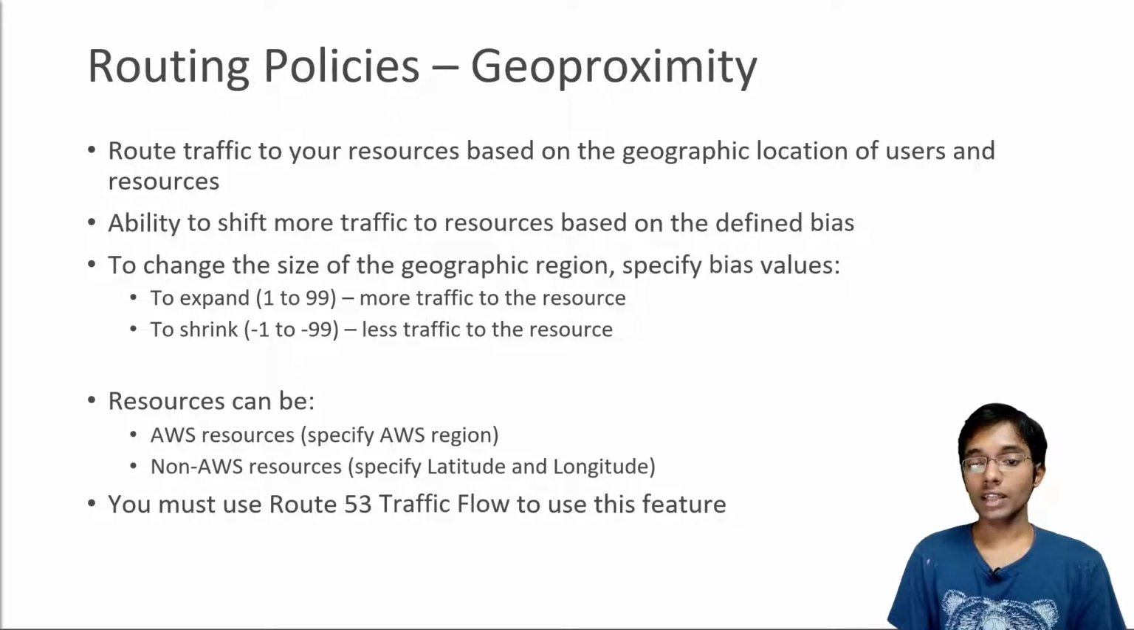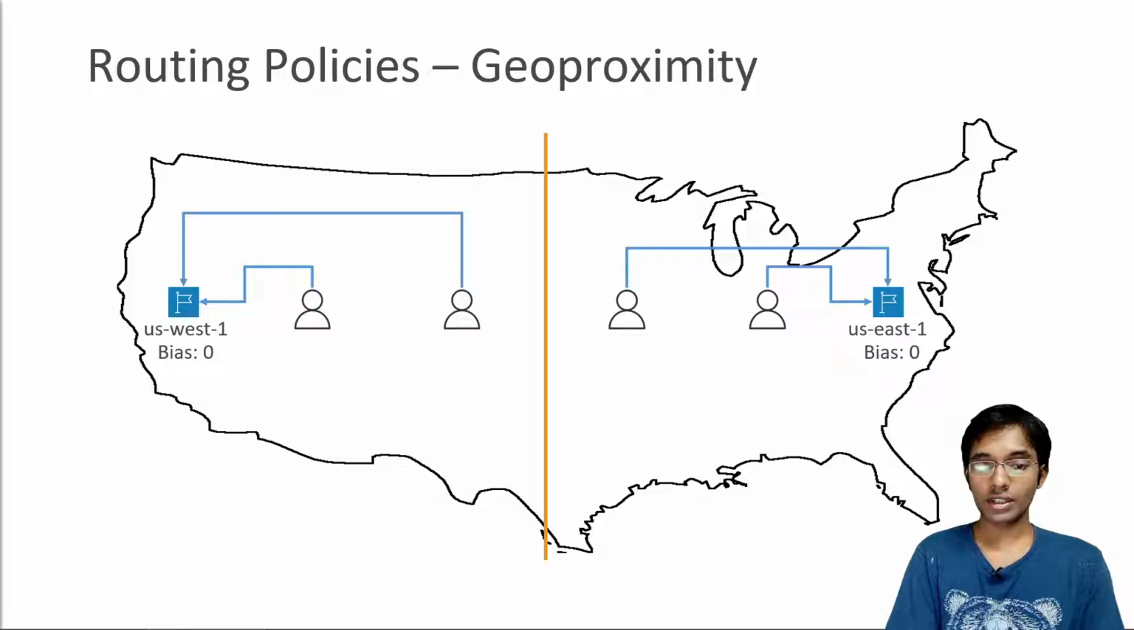And in that case, we need to specify a latitude and a longitude for the geoproximity, and for it to be effective and to be set up, you need to use the traffic flow. Only the traffic flow feature of Route 53 can implement this geoproximity routing policy. So now let's see the geoproximity routing policy with a diagram and how that works.